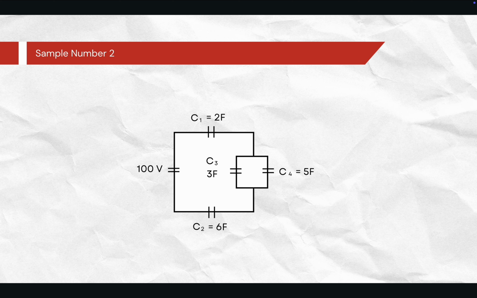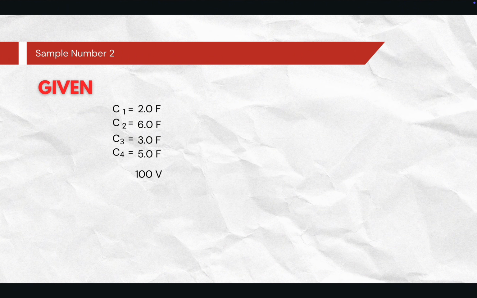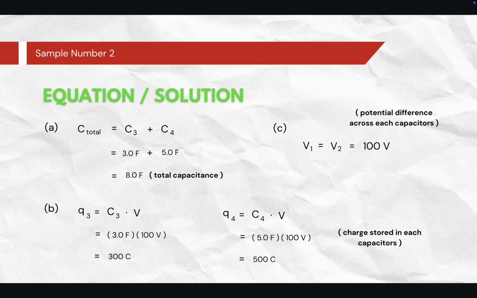Next, sample number 2, ganun lang din, pero ibang given lang. So, ito, given, and yung unknown. Unahin natin ulit yung parallel. So, C total, yung capacitor number 3 and 4, i-add lang natin, magiging 8.0 F. Yung total capacitance. Next is charge stored. Capacitor number 3, times natin dun sa volt, magiging 300 C. Yung capacitor number 4, times natin sa volt, magiging 500 C. So, yun yung charge stored ng parallel dito sa sample number 2.